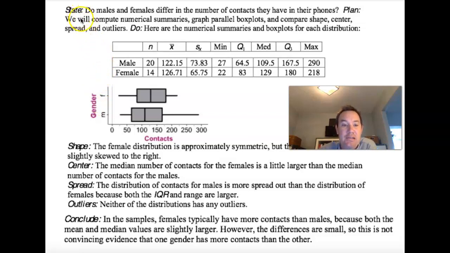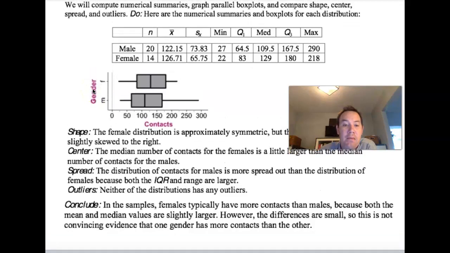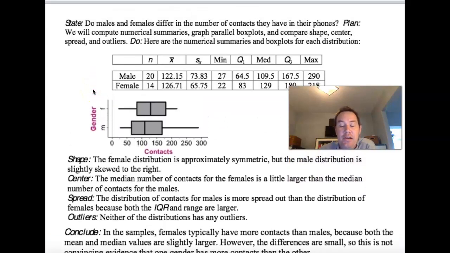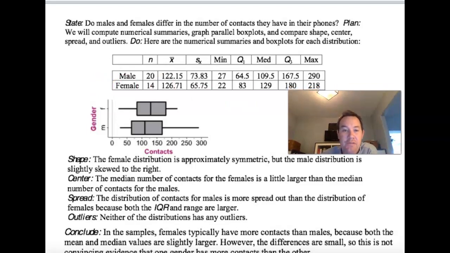It's state, plan, do, conclude. And it's just a way to, like I said, keep track of everything and describe in enough detail to receive full credit. So state is, what is the problem we're trying to answer? So do males and females differ in the number of contacts they have in their phone? And then the plan is, we'll compute numerical summary and graph parallel box plots to compare shape, center, spread, and outliers.